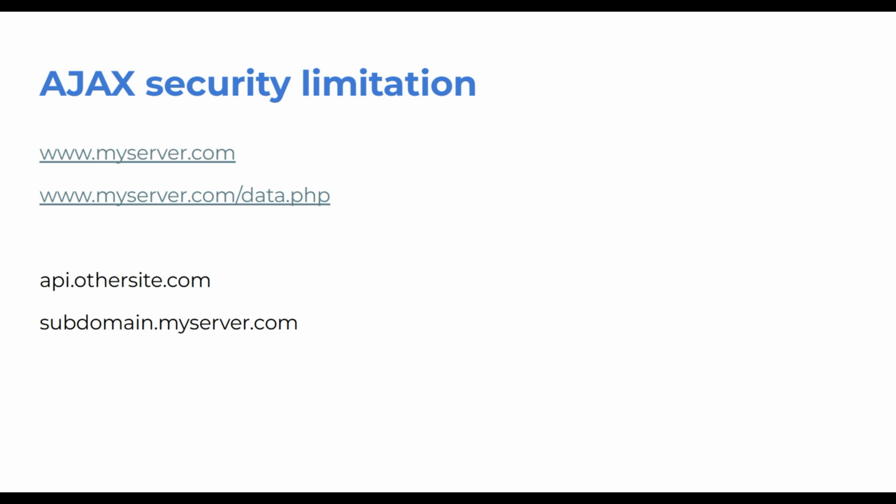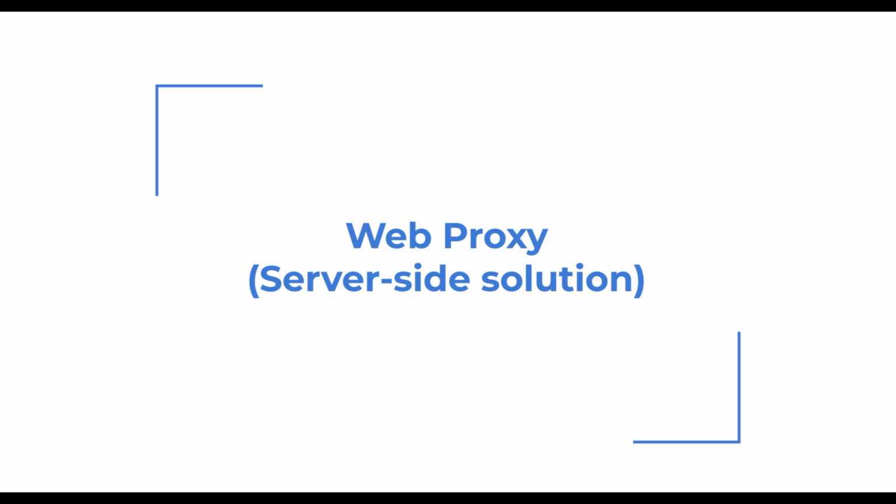Fortunately, there are several techniques to bypass these limitations safely. One way to handle cross-origin requests is to use a web proxy. Web servers are not restricted by same origin policy, so they can fetch data from other domains and then send it to your AJAX request. For example, you can create a PHP or Node.js script on your server that fetches data from another API. Your AJAX request will communicate with this script, which acts as a middleman between your browser and the external server.